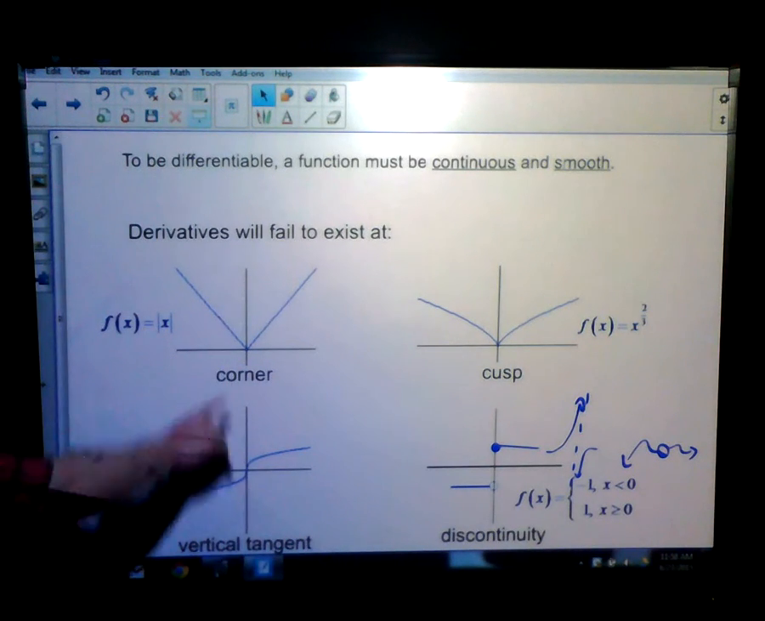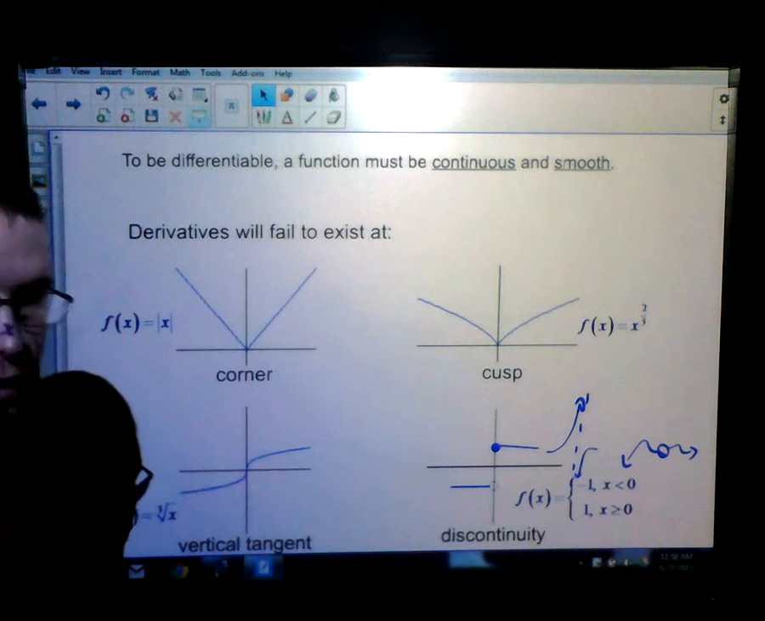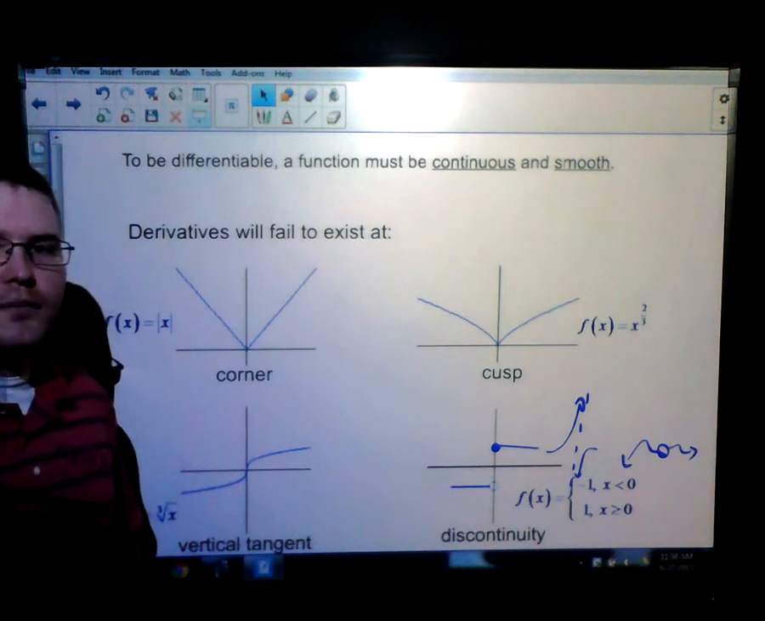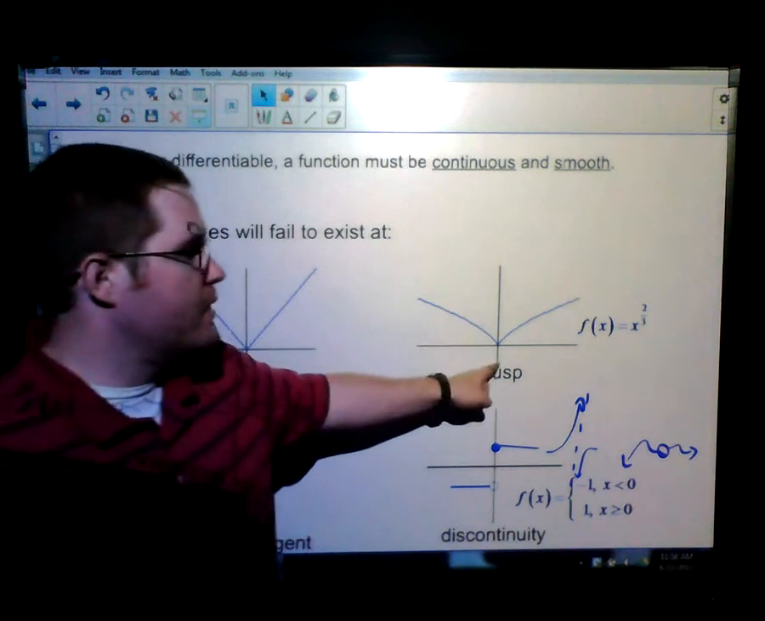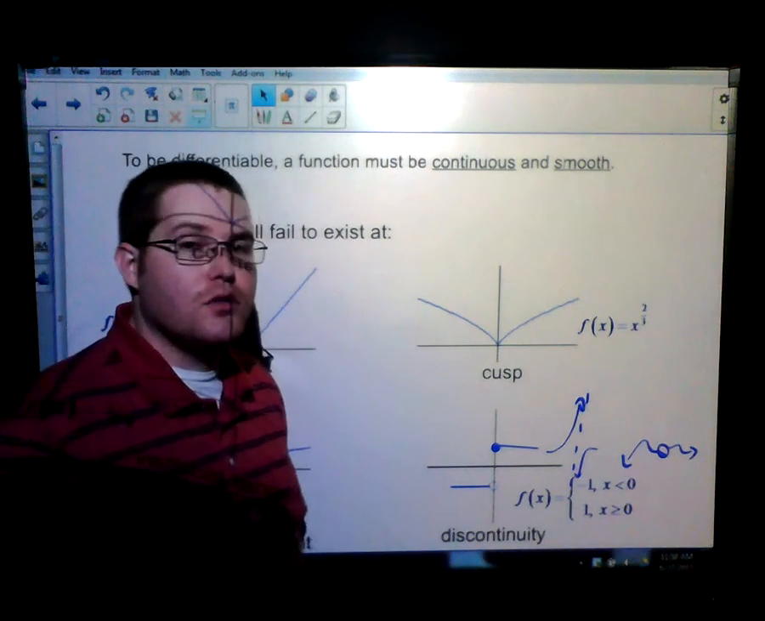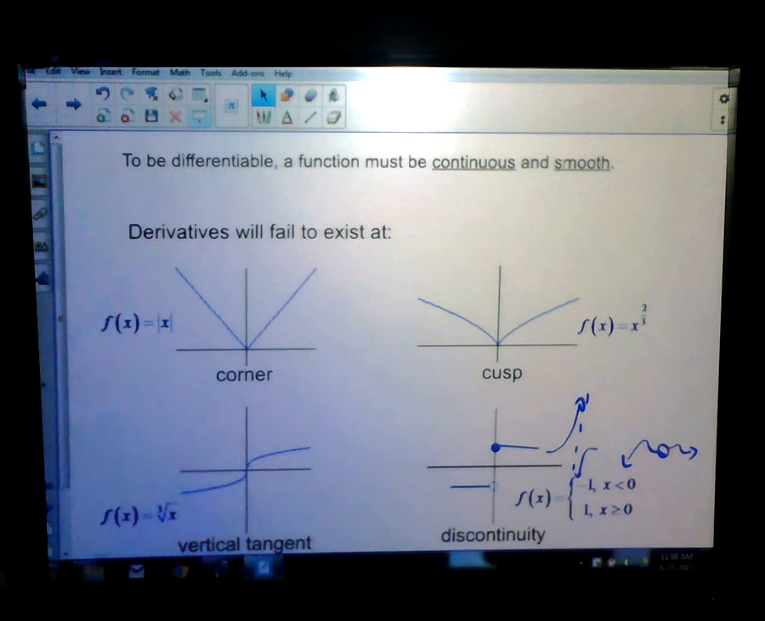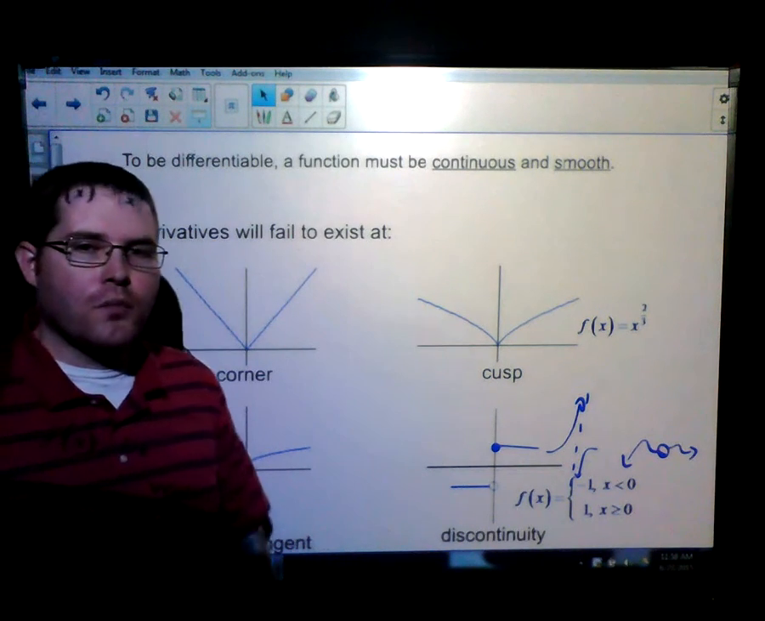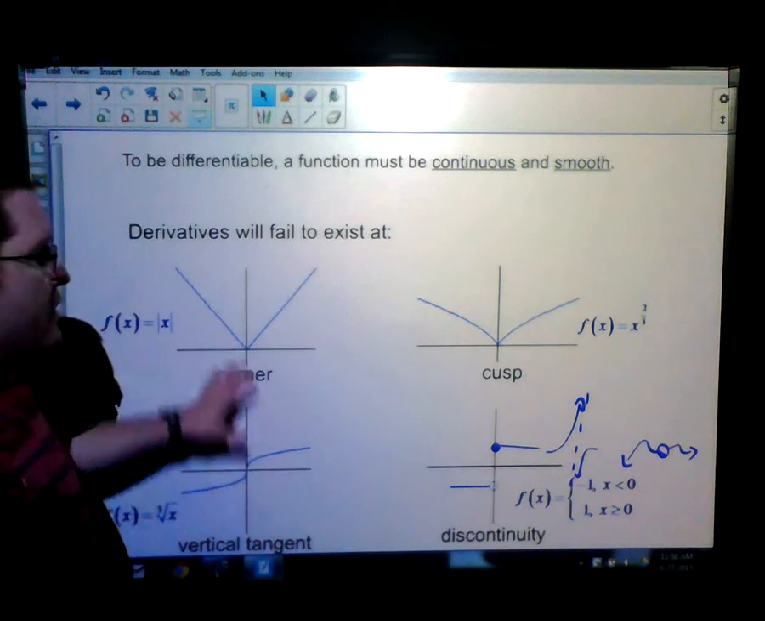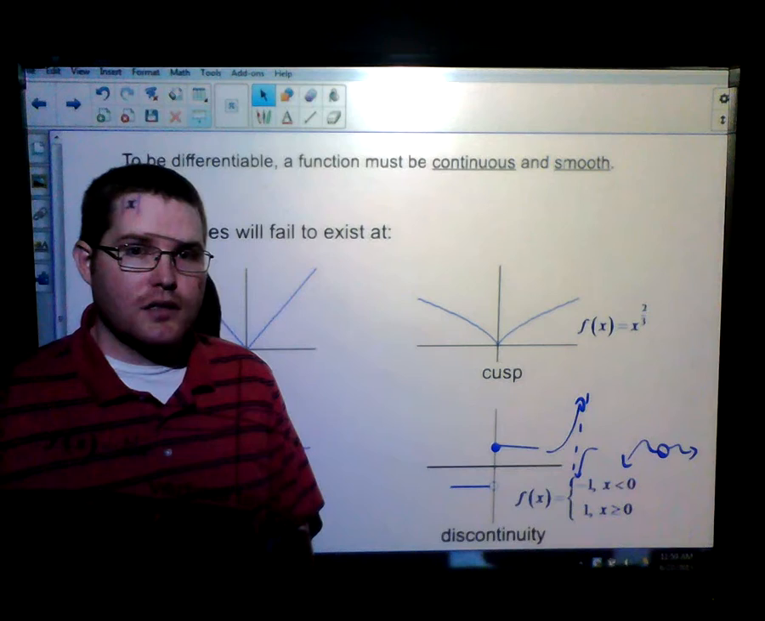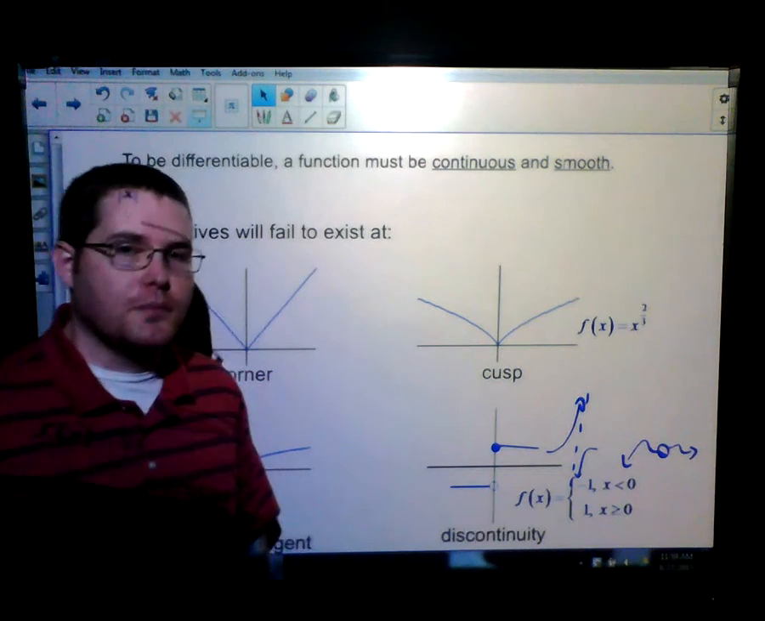Question. Is a corner continuous? Yes, a corner is continuous because you can draw it without picking up your pencil. Is a cusp continuous? Yes, you can draw it without picking up your pencil. Is a vertical tangent continuous? Yes, you can draw it without picking up your pencil. These three are places where the graph is continuous, but not differentiable.